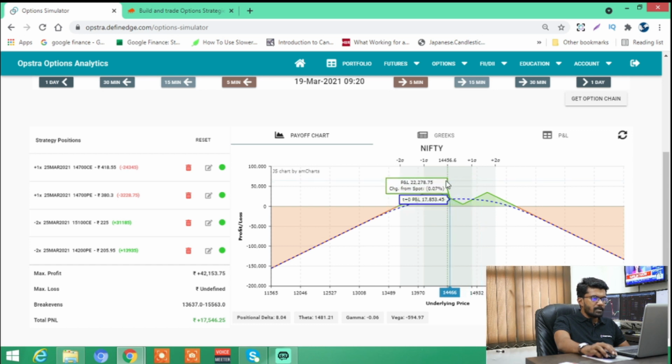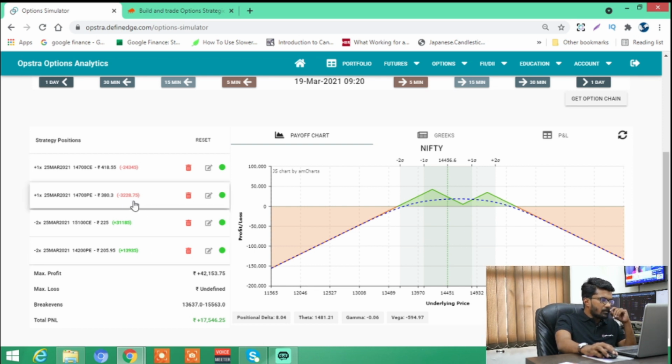March series market is everywhere now. From 15,000 it has come to 14,400, and see what is happening. The calls which we bought are in loss, but the put is in profit. The put is in a loss of just 3,200, but the call is in a loss of 24,000. But that is compensated by the call which we sold and the put which we sold. Both the short call and put are making profit here.